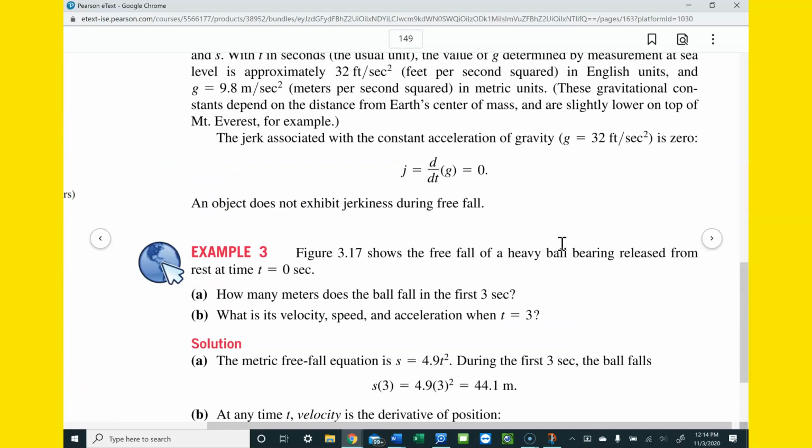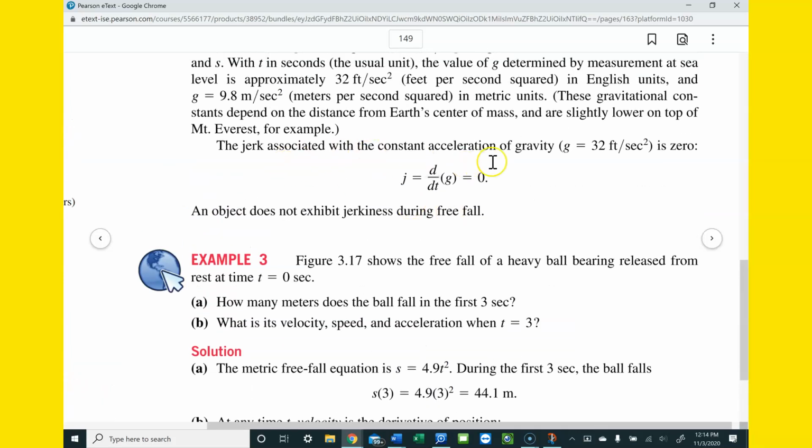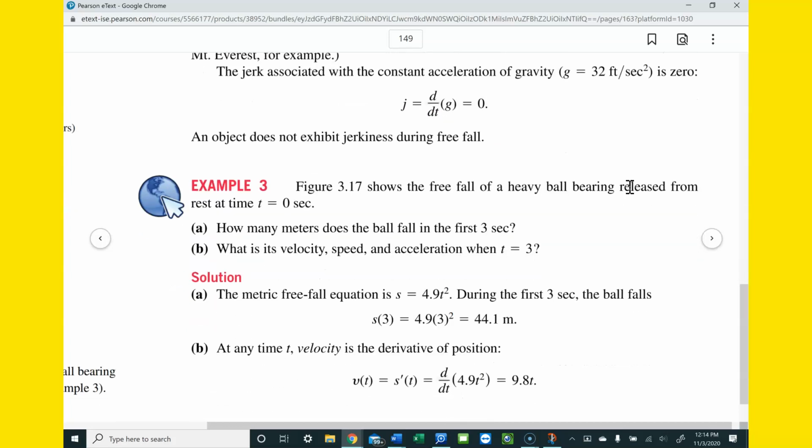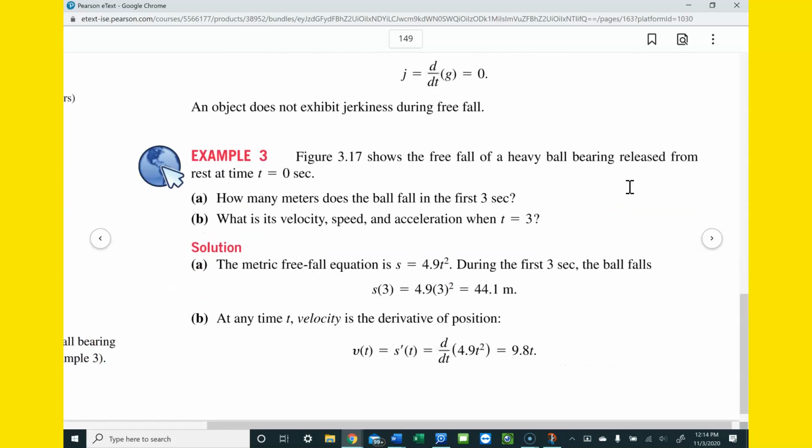All right, the jerk, if it's a constant acceleration due to gravity, the jerk would be zero if we're talking about projectile motion or free fall motion. So if you jump off of something, you feel that gravitational acceleration, but it's not jerkiness. It's not like accelerating and then slamming on the brakes. That doesn't happen when you're in free fall.